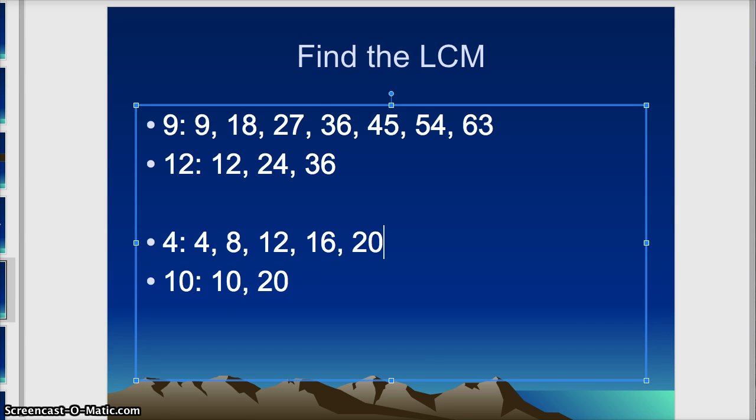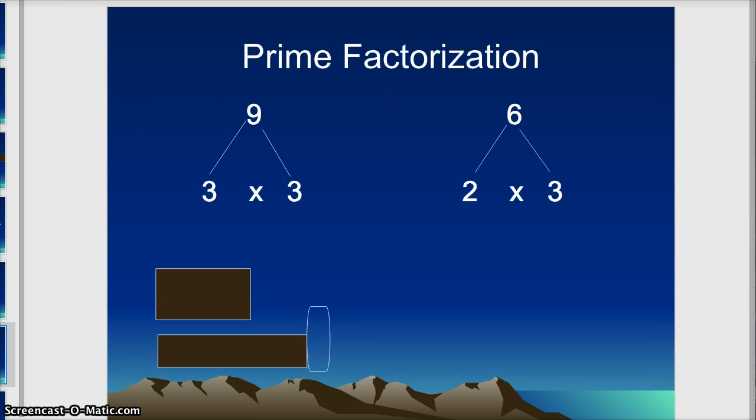So this is one method to find the LCM. I'm going to show you another one, and then you get to pick which one works best for you. Okay, so prime factorization is really fun. It's making the factor trees. And factors are just numbers that multiply to get that number. It's not going to do you any good to use 1, so don't use 1. If you get to, like, 3, which would be 1 times 3, just stop there because that means that's a prime number, and that's what we're looking for.